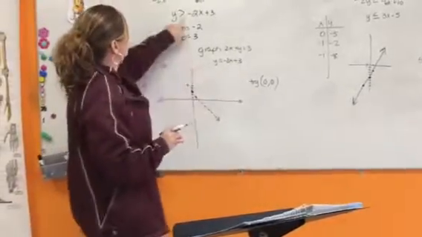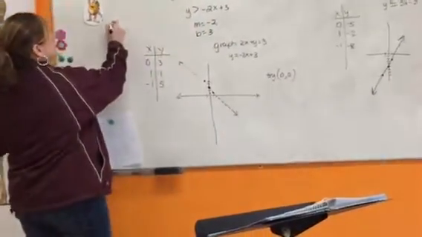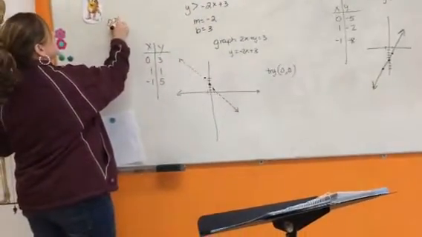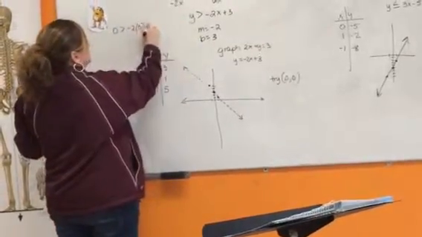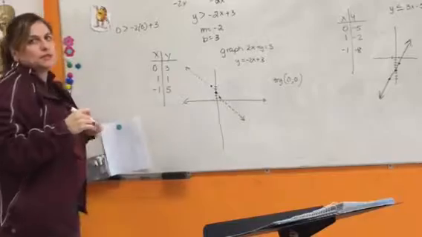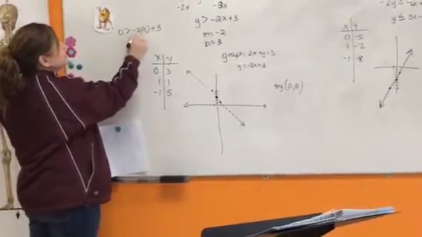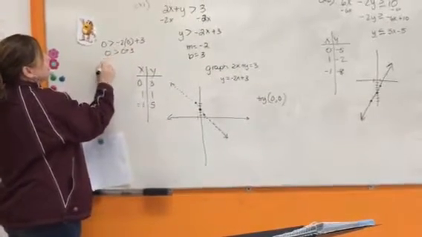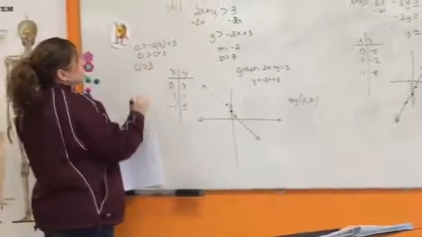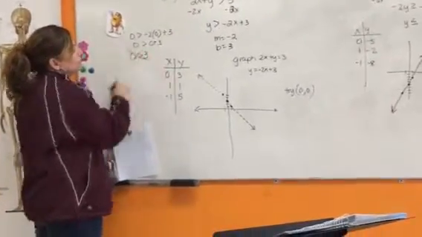So I'm going to try 0, 0, and I'm going to plug 0 in for x, 0 in for y, and see what happens. So 0 is greater than negative 2 times 0 plus 3. I just picked 0, 0 because 0, 0 is always easy. So let's see if this is true. Negative 2 times 0 is 0, plus 3. So this ends up saying 0 is greater than 3. Is that true? No, 0 is not greater than 3.